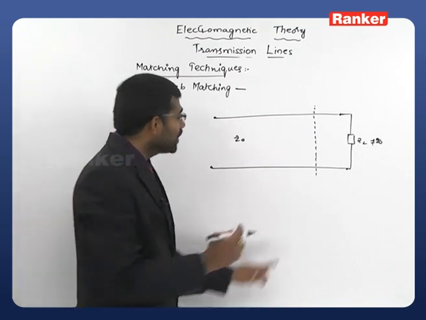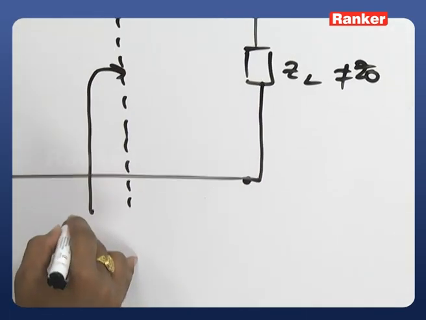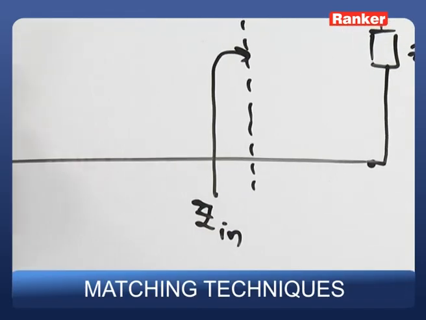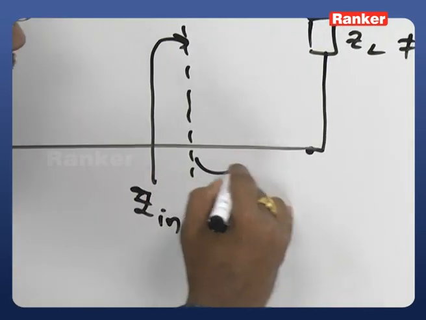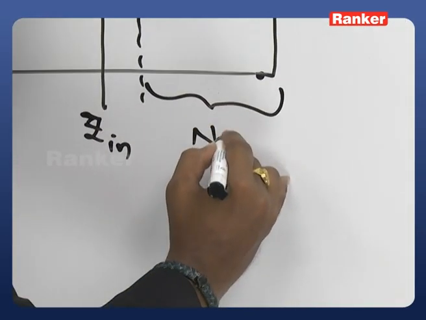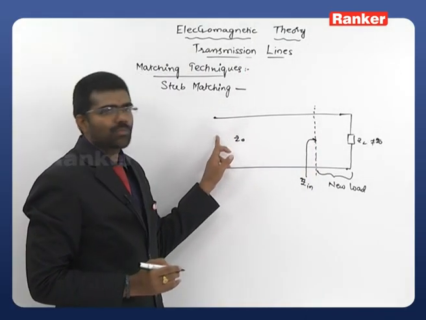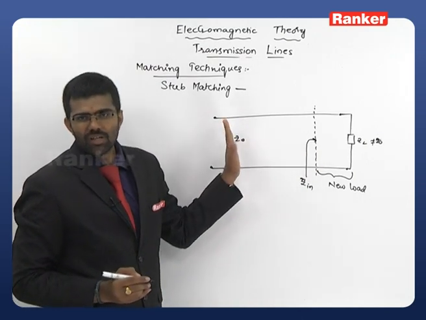If I am sacrificing it, then I may have an input impedance at this particular location, right? So Zin will be there. If this Zin is equal to Z0, then I can say that this entire part can be taken as a new load, and this new load is matched with the main transmission line. As it is matched, obviously there will be no reflections.